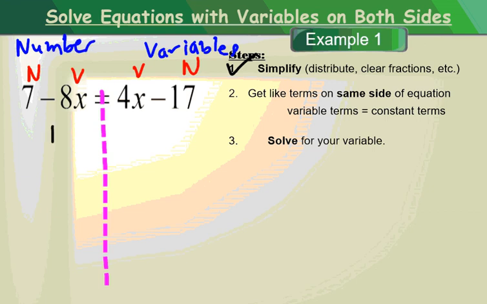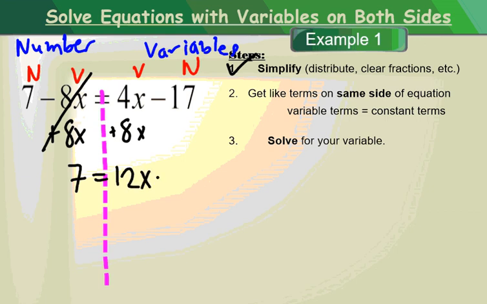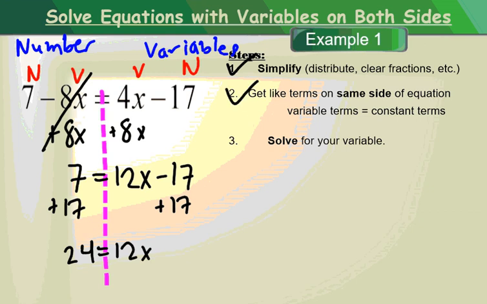How am I going to do this? Well, I'm going to add 8x. When I add 8x, there are no more variables on the left. They're all going to be on the right. I then get 7 equals 12x minus 17. I don't have my numbers all to the left yet, so I need to add 17. Then I'll have 24 equals 12x. And I've organized all of my variables to one side and all my numbers to one side.